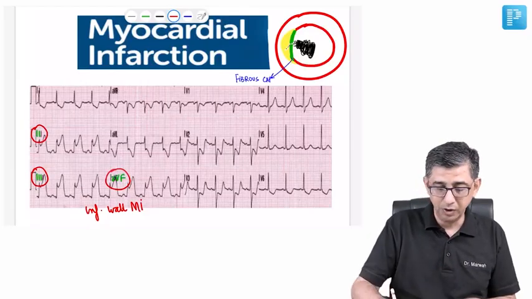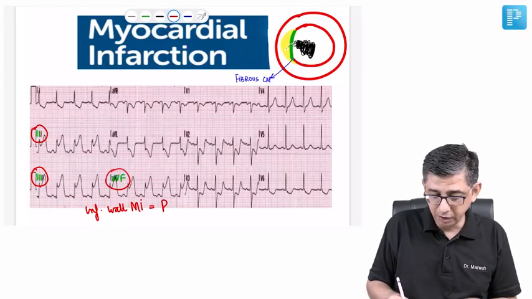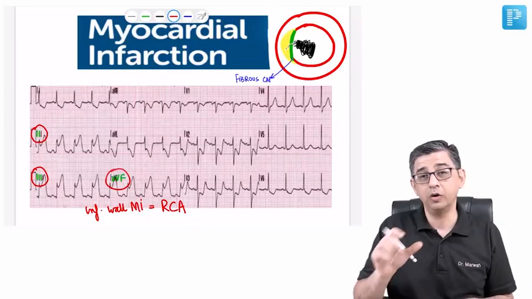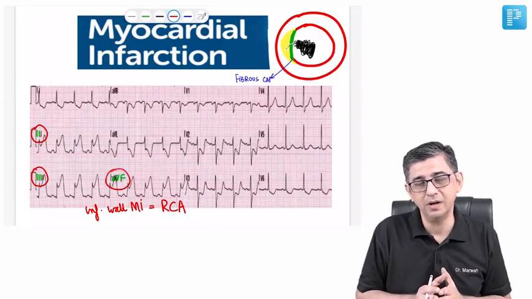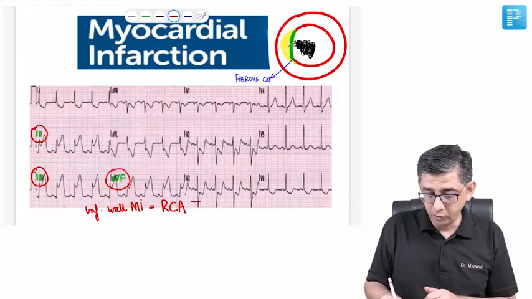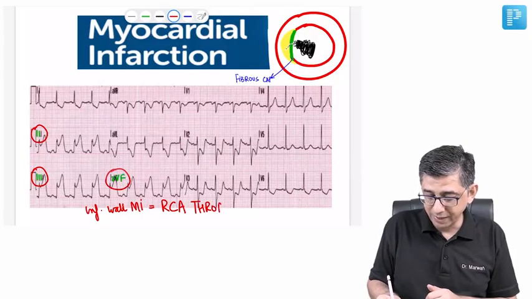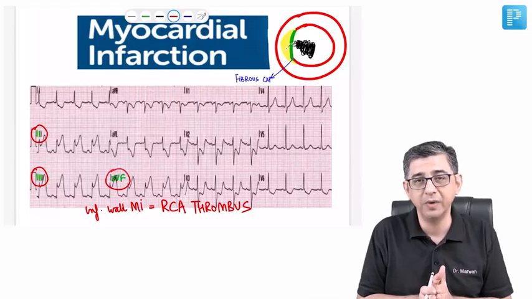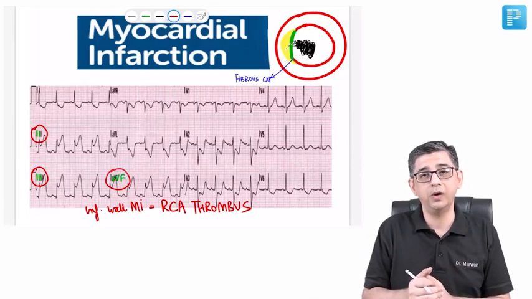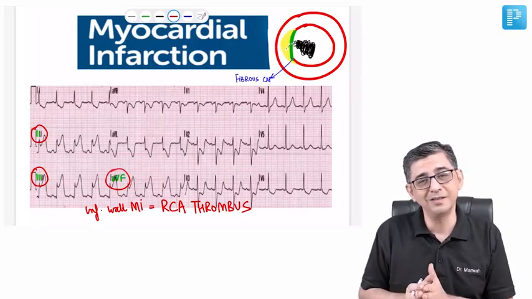And when it comes to inferior wall MI, which coronary artery will be affected, where there's going to be a thrombus present? Your answer from anatomy, because integrated questions are asked, would be a right coronary artery thrombus. Your capacity as a doctor should be that you not only identify an MI in the exam, but also tell which coronary artery is affected.